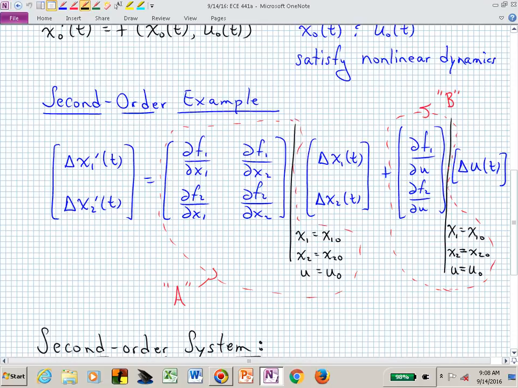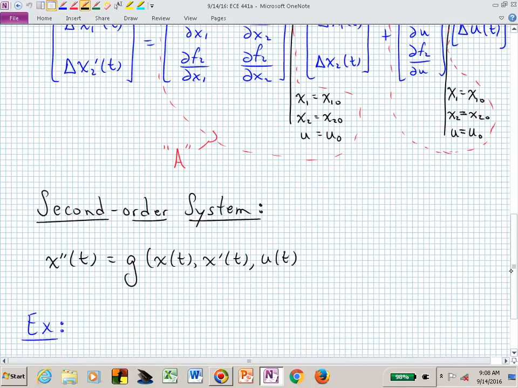It's a column matrix. Why? Why would B just be 2 rows tall and 1 column wide? What dictates that? It's a trivial answer. You only have 1 input in that case. All right. So let's look at a particular second order system.